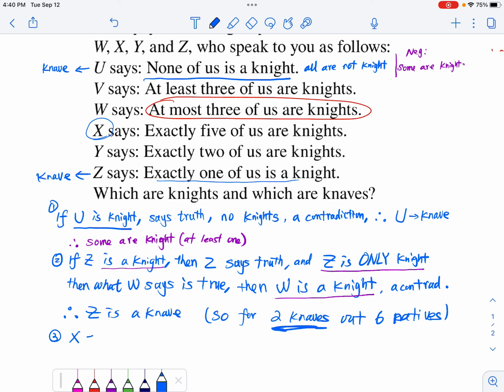Now, X says there are exactly 5 knights. I hope that you can feel that exactly 5 knights and 2 knaves will certainly make more than 6 natives already, right? So therefore, this is not going to happen. Exactly 5 knights. Exactly 5 of us are knights. This cannot happen.